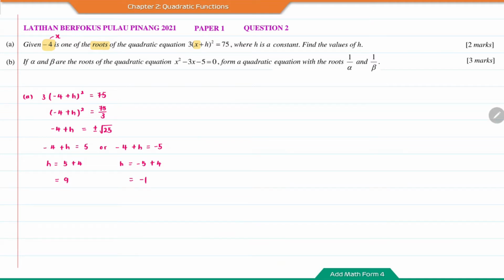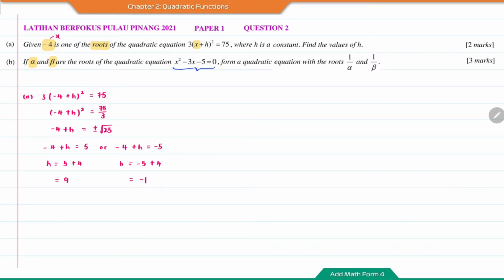Now, question B. If alpha and beta are the roots of the quadratic equation x squared minus 3x minus 5 equal to 0, form a quadratic equation with the roots 1 over alpha and 1 over beta.